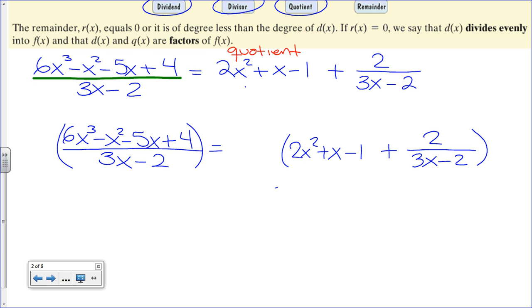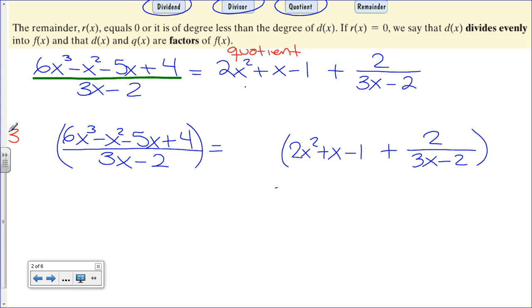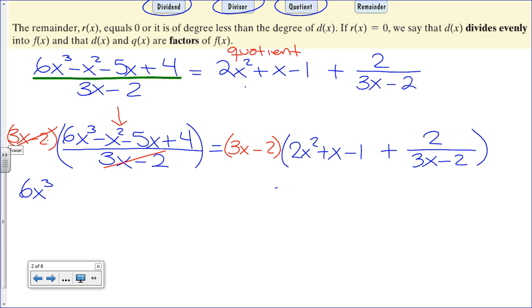Okay, so it's the same statement, but what I'm going to do is actually multiply by the divisor. Okay, the one in red. So what will happen if I multiply here 3x minus 2 by all the stuff here in parentheses? What will happen with the denominator? Thank you, Rebecca. So the bottom cancels. So then we have 6x to the third power minus x squared minus 5x plus 4.